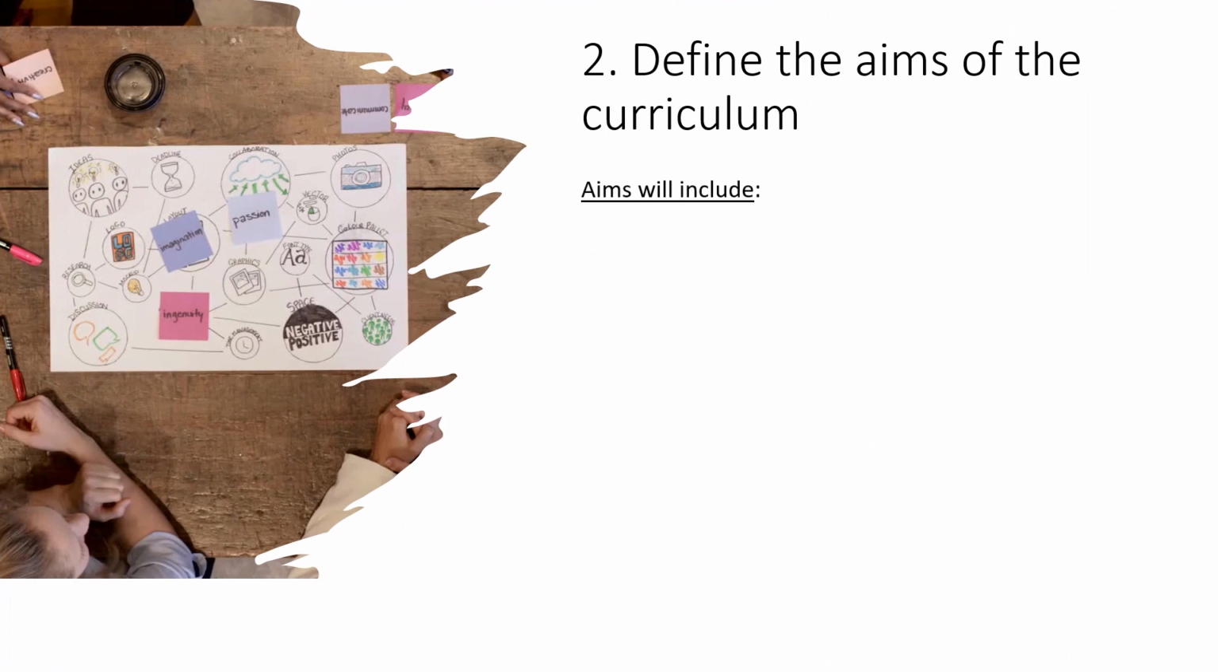Step two is to define the aims of the curriculum. The aims will not only include the philosophical aims, but also include the national and community aims, the school aims, as well as the course and curricular aims.